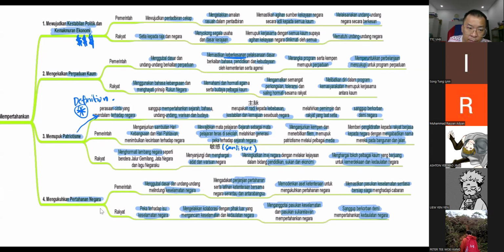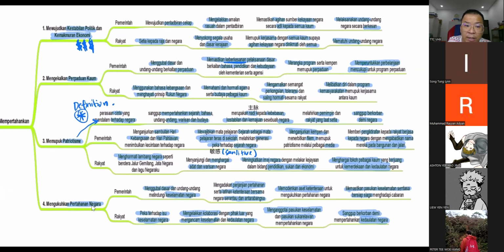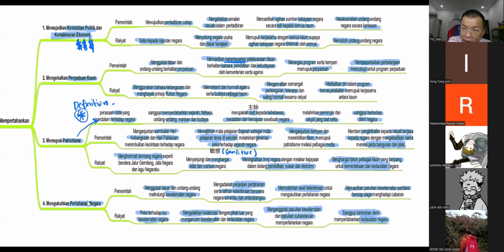The next one is national defense. This one is basically very important. So government will come out the national security policy and sign the what we call the defense treaty with other country. At the same time, got military drill. Like currently, we send our tentera laut to Hawaii. They are preparing for the upcoming military drill that happened, I think, for the next 2 months.